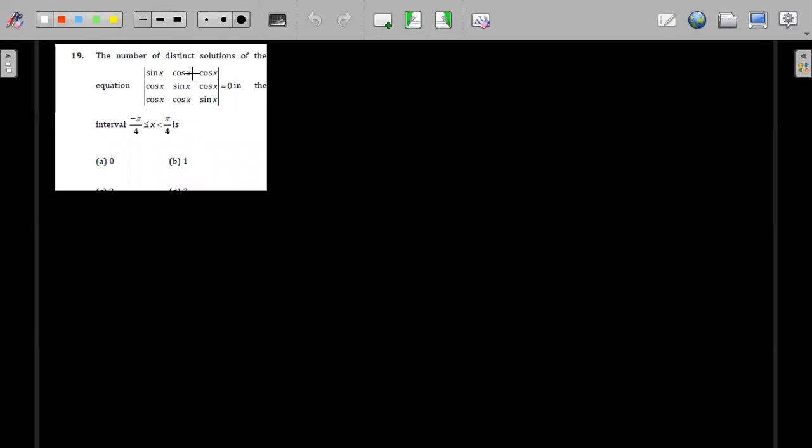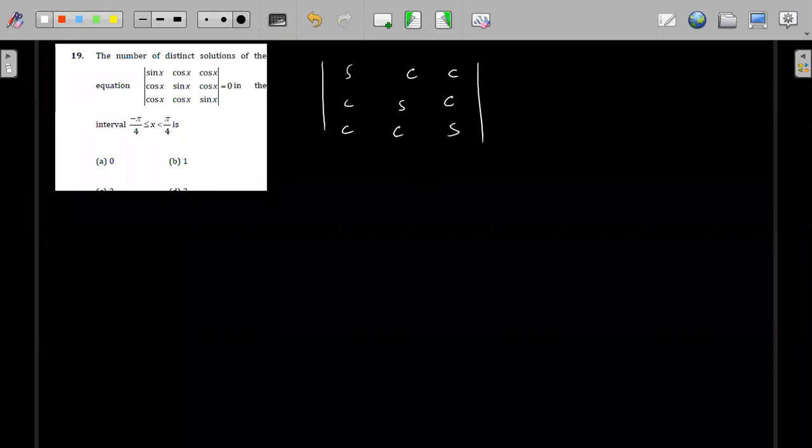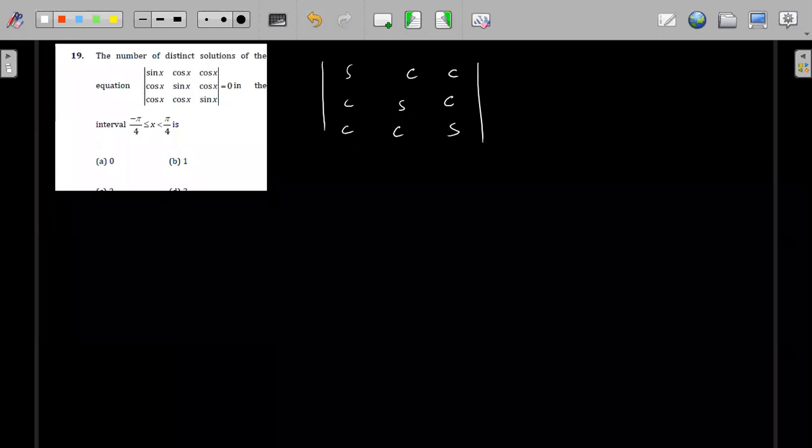So they have given the number of distinct solutions of the equation sin x, cos x, this thing in the interval, this thing. So first thing is, if I look at this sin x, cos x, cos x, I will write SCC only. So I will write SCC, then CSC, then you have CCS. Okay, so see, one thing we can do is directly open the determinant. That is also not a problem.